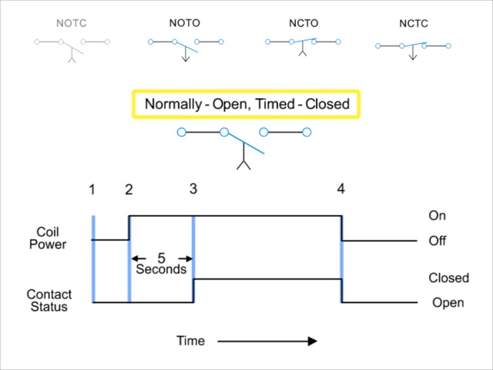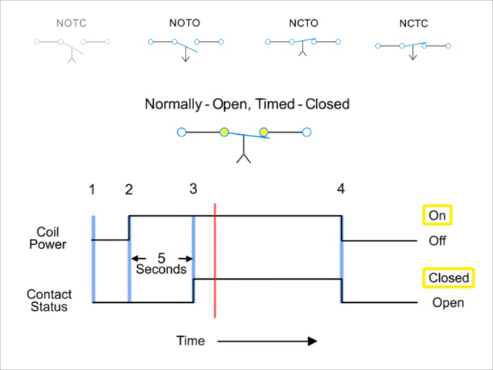First, we have the normally open, timed closed NOTC contact. This type of contact is normally open when the coil is unpowered or de-energized. After the coil has been continuously powered for a specified amount of time, in this example 5 seconds, the contact is closed. The contacts will immediately open when the coil is de-energized.